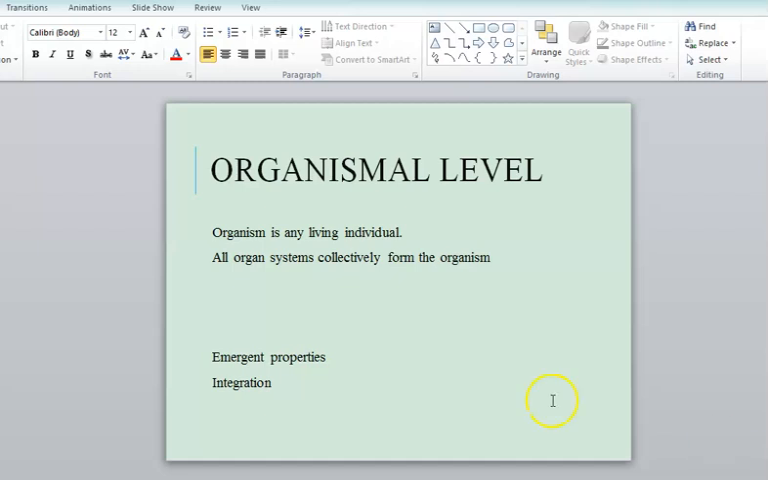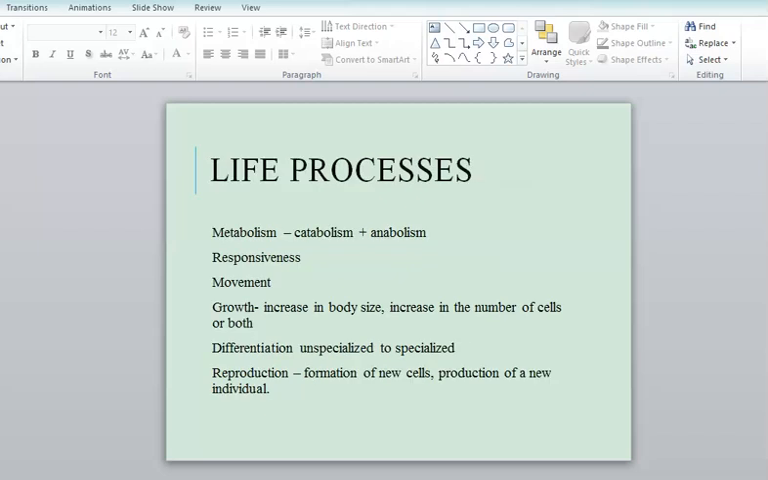The next thing we are going to study is the life processes. As we have discussed earlier, I said that the cell is the basic structural and functional unit of life because it can perform all the life processes. So what are life processes? Life processes are some of the specialities which distinguish organisms as living things or non-living things. So they are metabolism, responsiveness, movement, growth, differentiation, reproduction.